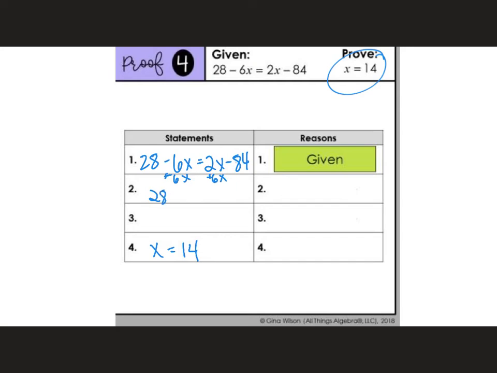So we got 28 equals 8x minus 84. And we added, so we're using the addition property of equality. Now we need to move this 84, and the opposite of subtraction is again addition. We can do the same step twice. You can have the same reason 2 times.